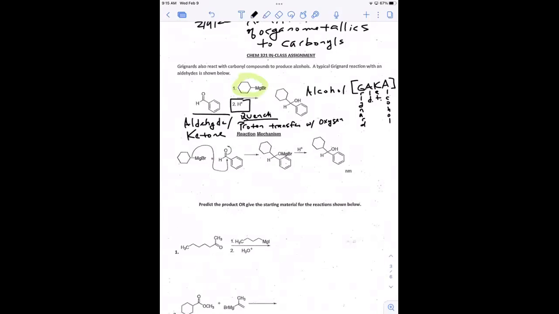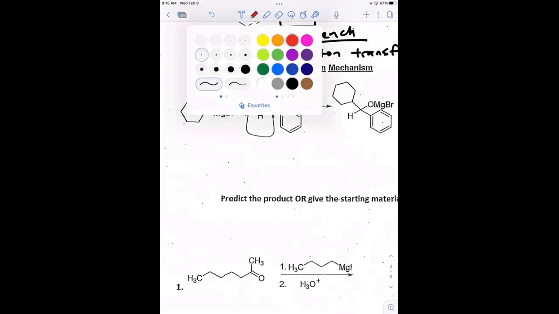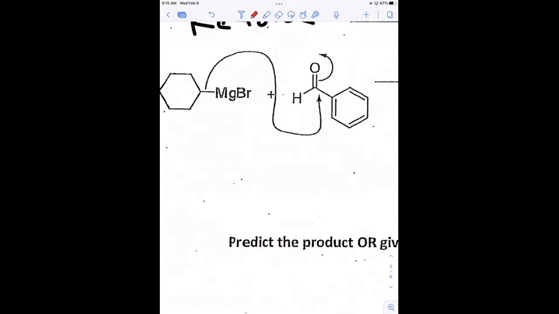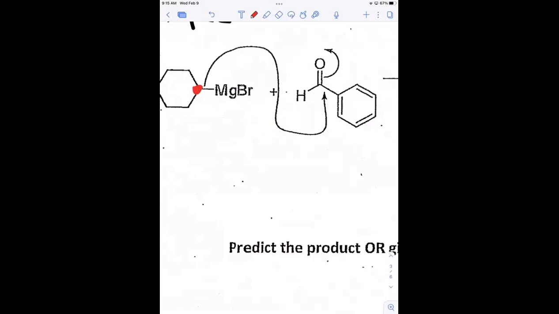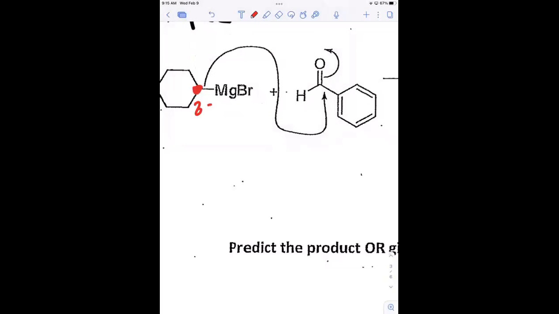So if you look down at the mechanism, remember we talked about the Grignard, and we said that the Grignard itself is a nucleophile, and it's the carbon in the Grignard that's nucleophilic. So that carbon is partially negative, the magnesium is partially positive. And so it's the electrons in that carbon-magnesium bond that are being used to attack. So this is an addition reaction, and it's that carbon that's attacking the carbonyl. So you can see the arrow going to here, and you break the carbon-oxygen pi bond.